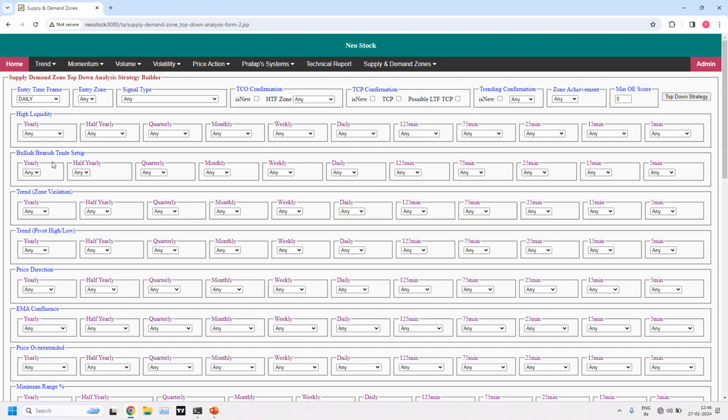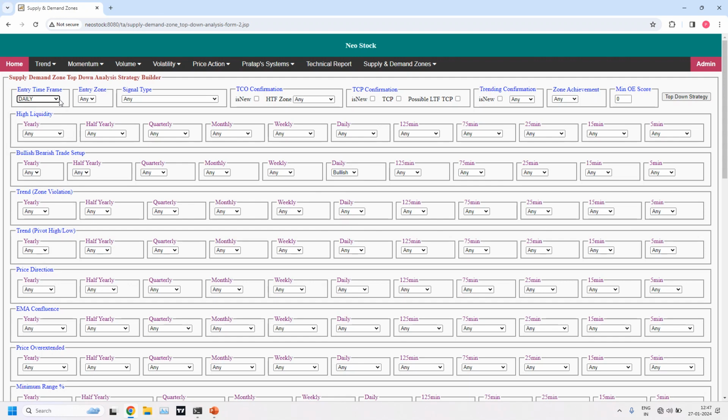Now what I am trying to do is, for the daily time frame, I want the stocks that are supporting the bullish trade setup. So here I selected bullish for the daily time frame. See here, the time frame I selected is daily, and here I selected bullish. But here also we have a daily.